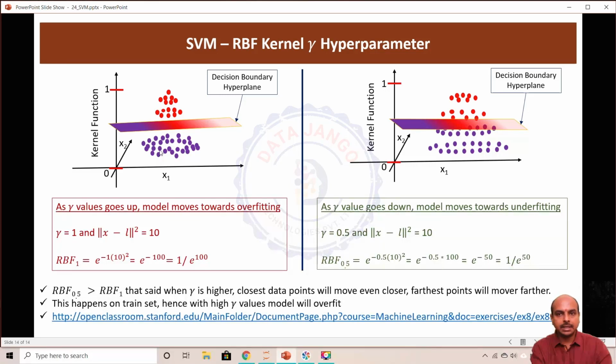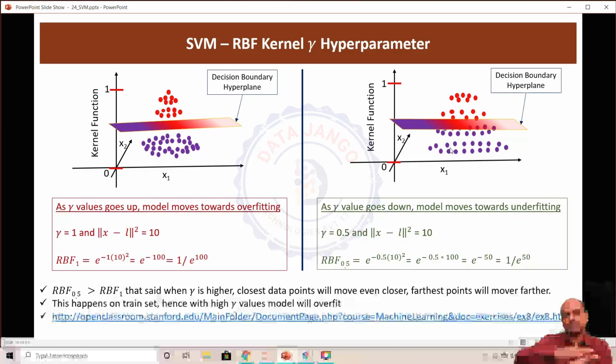Now what happens to the violet dots in this? If the gamma is 1, it is going to go close to 0. If gamma is 0.5, it is going to be a little up, because 1 by e to the power of 50 is a big number compared to 1 by e to the power of 100. If you see on the y-axis, 1 by e to the power of 100 is very close to 0. 1 by e to the power of 50 may be somewhere here. So the dots will rise a little bit.